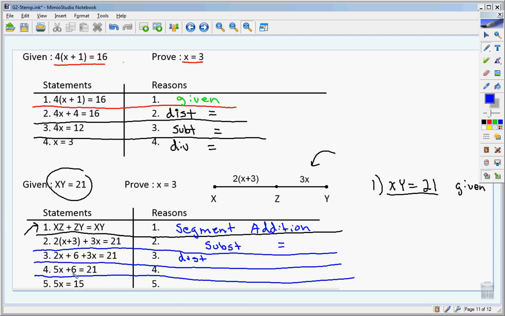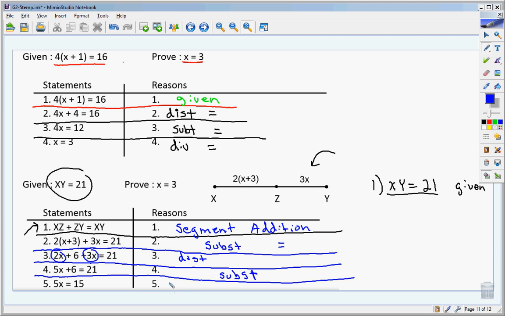What's the reason for number 4? That's what a lot of people say, but it's not addition. This is substitution. Remember, in order to be addition, it has to be added to both sides of the equal sign. Here, I just took 2x and 3x, and I said I know it's equal to 5x, so I replaced it with 5x. And what's my last reason here on number 5?